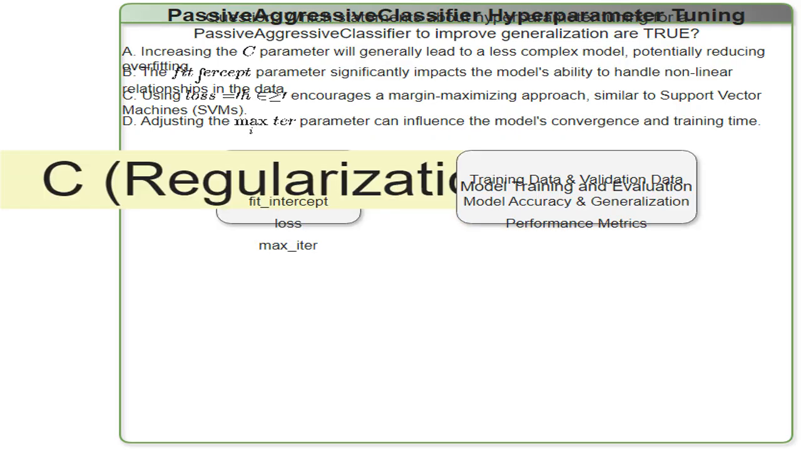The fit_intercept parameter simply determines whether to add a constant term, an intercept, to your model. Think of it as adjusting the baseline prediction. It doesn't deal with nonlinear relationships directly. Passive-aggressive classifier is inherently linear.